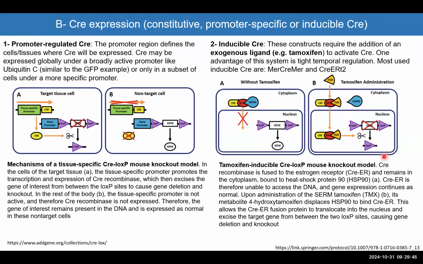And this is the most elegant system and the most widely used these days, because if you want to delete the gene under the insulin promoter at the age of 100 days, all you need to do is simply generate this CRE, cross it with the gene of interest, and on day 100, you just inject the mice with tamoxifen. And then on day 100, you start having the deletion of that gene.